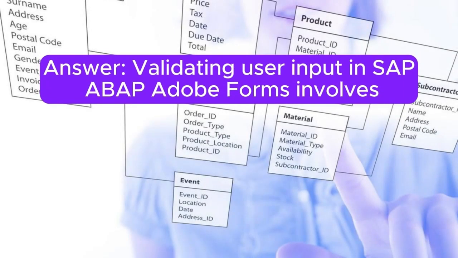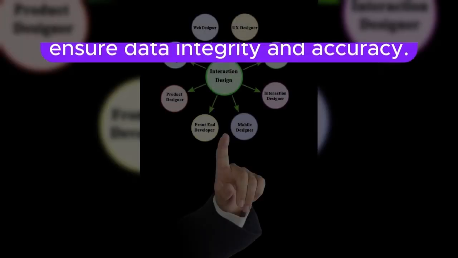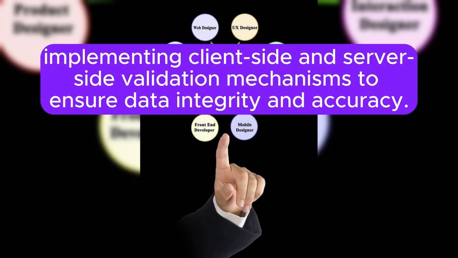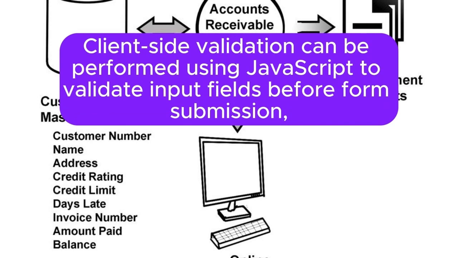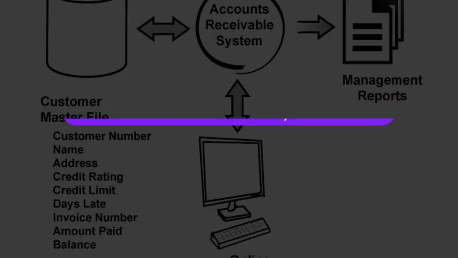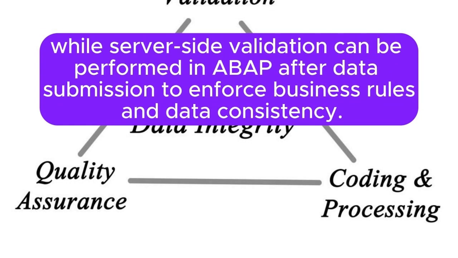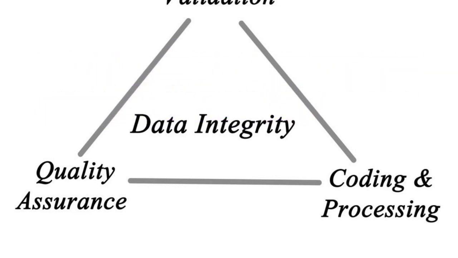24. How do you validate user input in SAP ABAP Adobe Forms? Answer: validating user input in SAP ABAP Adobe Forms involves implementing client-side and server-side validation mechanisms to ensure data integrity and accuracy. Client-side validation can be performed using JavaScript to validate input fields before form submission, while server-side validation can be performed in ABAP after data submission to enforce business rules and data consistency.